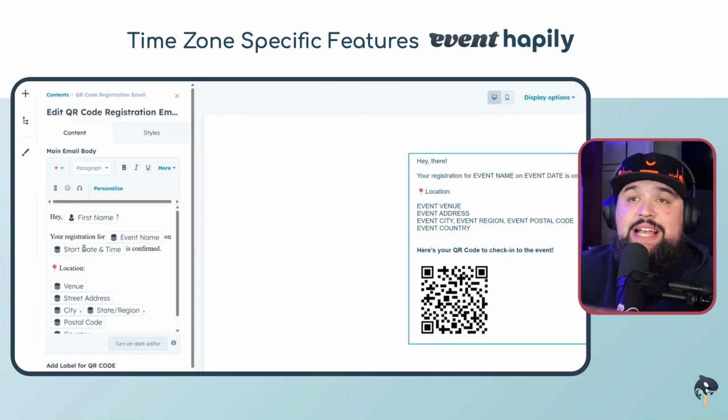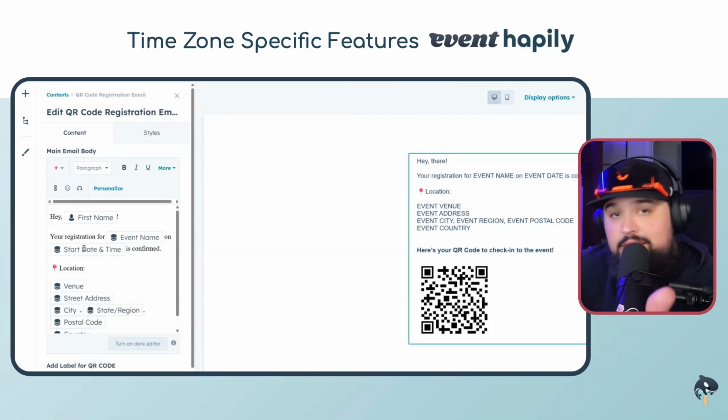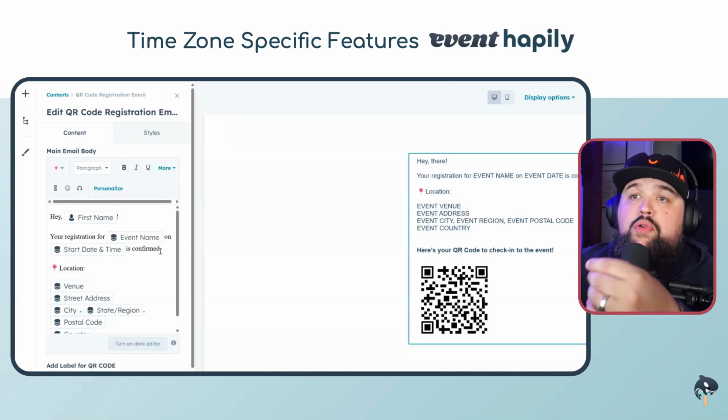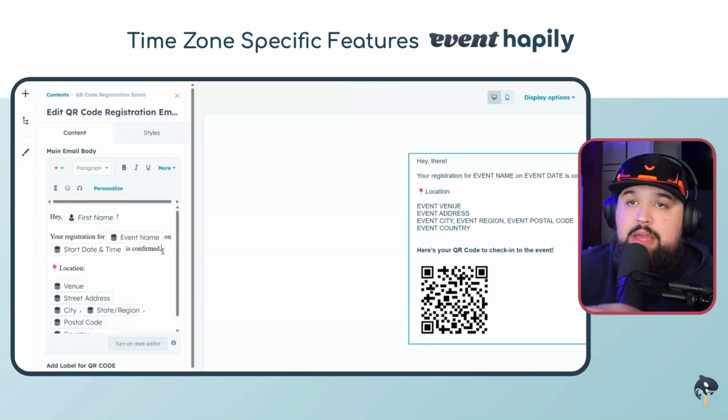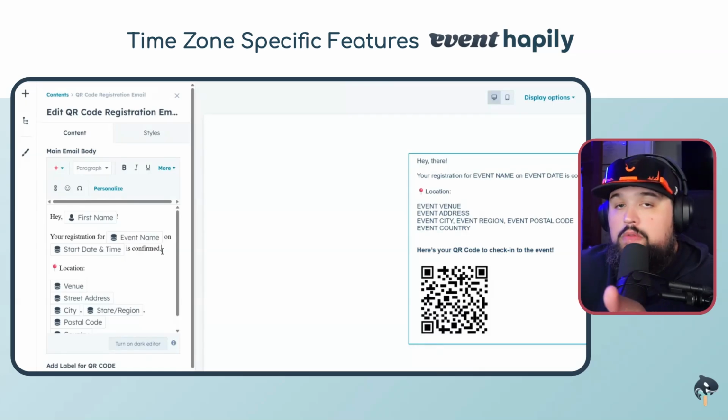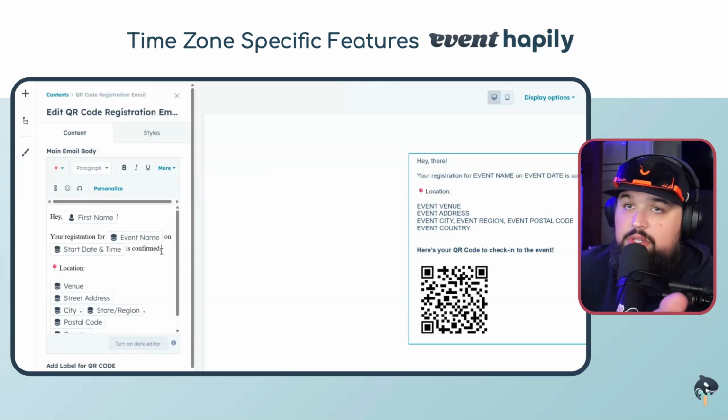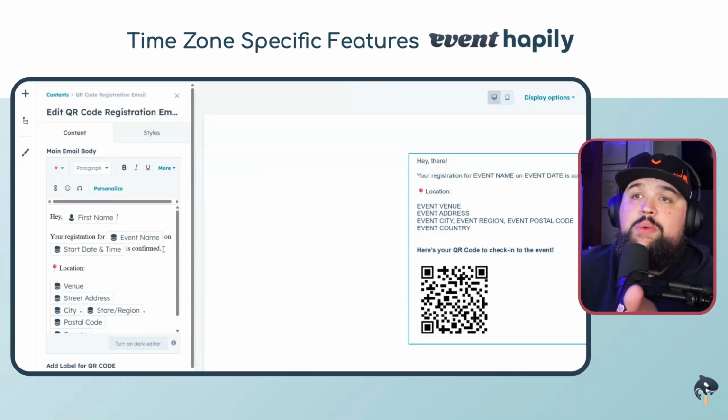Now, start date and time is the main date time property that we use to say when does this event actually start. The problem with this is that the way HubSpot renders this in email, you get no control over what time zone it's using, the format of the date, anything like that. So let me show you what this would actually look like for someone who would receive this email.